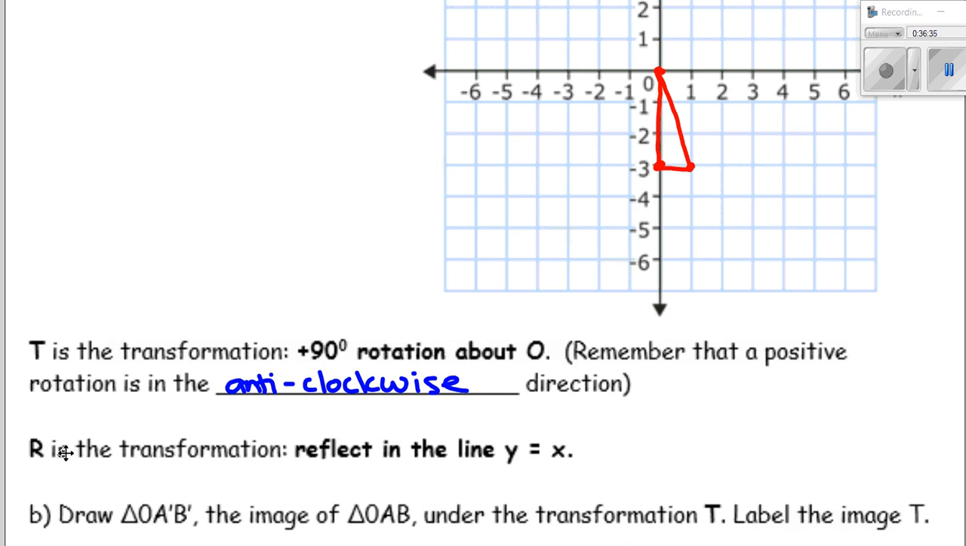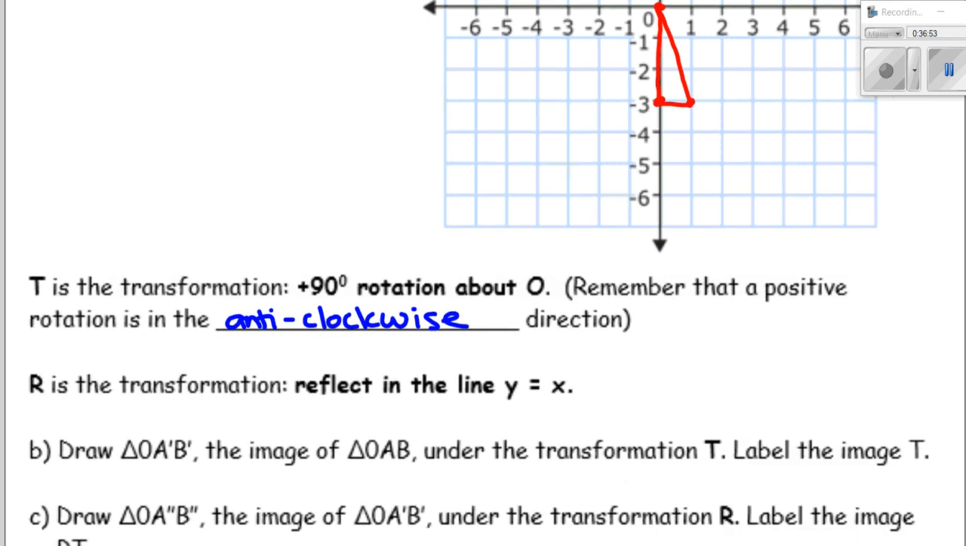Another transformation, R, is a transformation, reflect in the line y equals x. So remember, y equals x is just the line that cuts through 6, 6 and negative 5, negative 5. It's got a y-intercept of 0 and continues on that way. So what are we asked to do first of all before we draw all of that? Draw triangle O and the image of A and the image of B. So it's going to be the same point. You're still going to have the same point here.